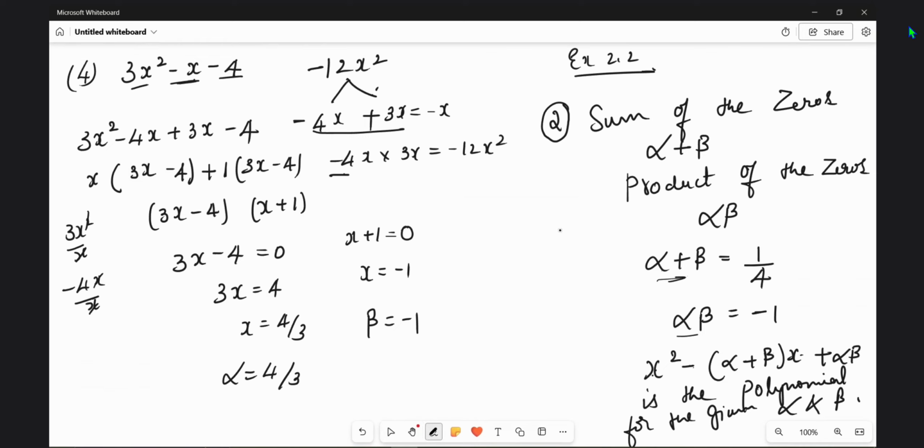These questions they ask in 1 mark. If they give alpha plus beta and alpha into beta, then you have to find the polynomial. MCQ part they will ask.